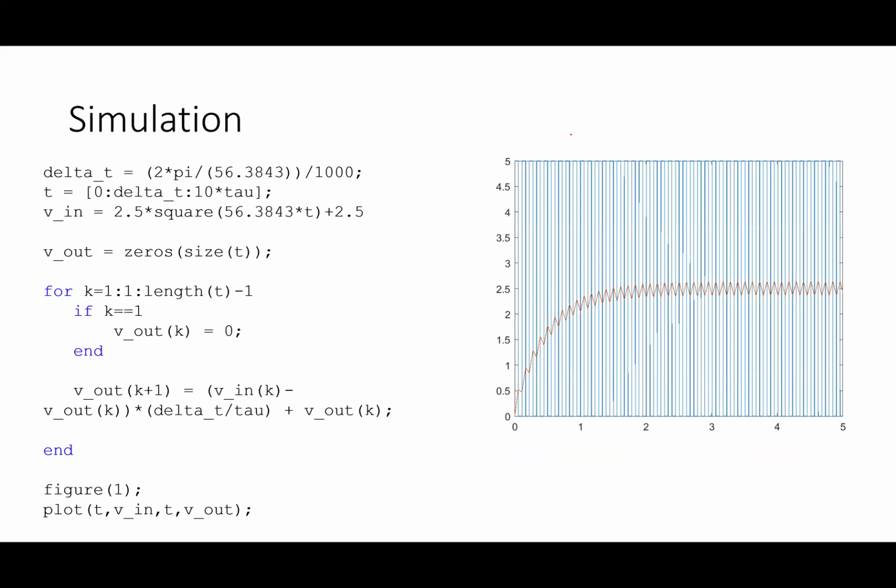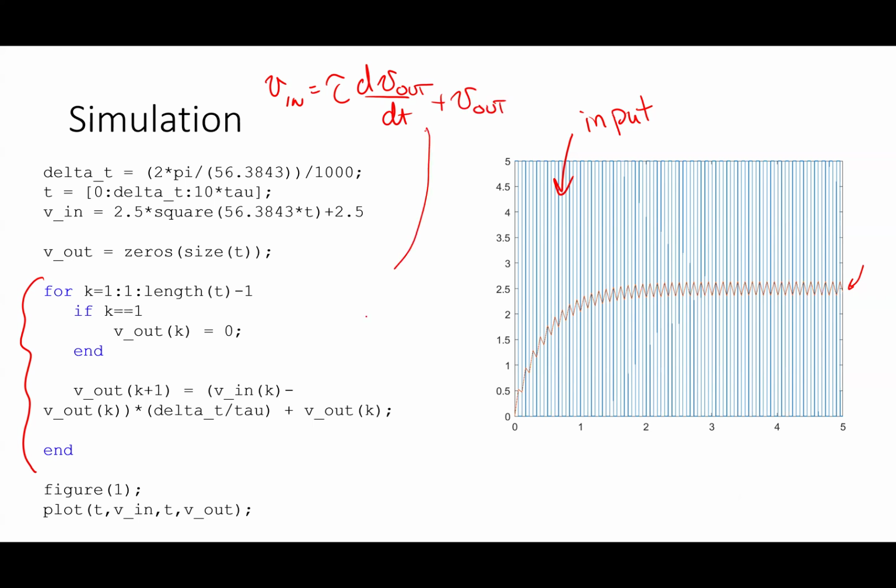The blue here is my input, and the red here is my output. Basically, what you can see here is I have the differential equation, V in equals tau dV out by dt plus V out. I am taking this, converting it to a discrete time equation, and then simulating it with this value as my input.